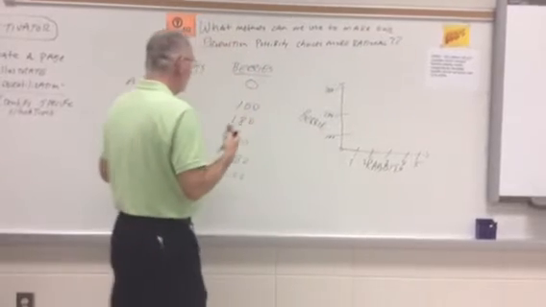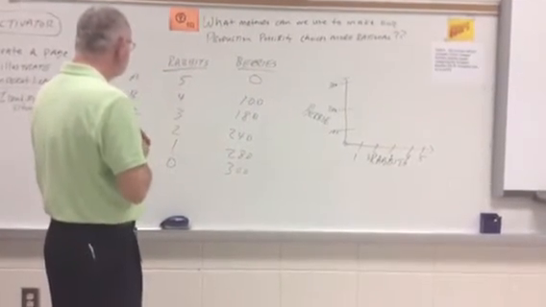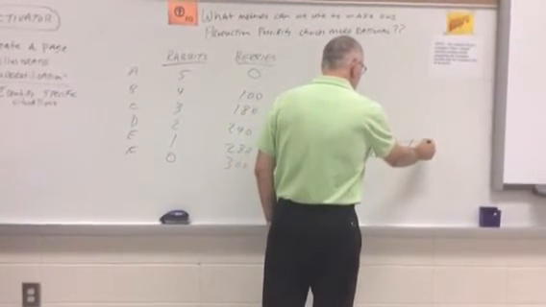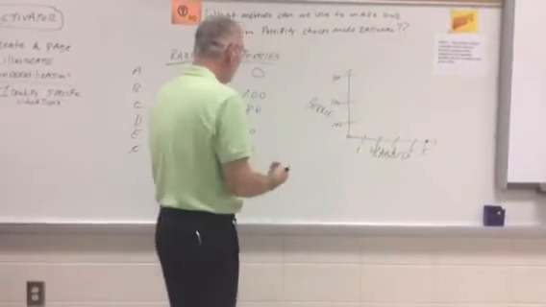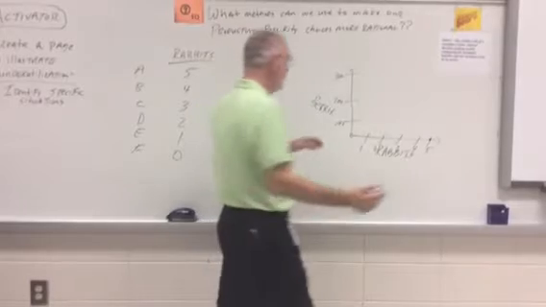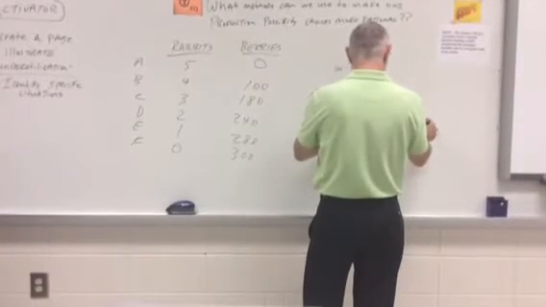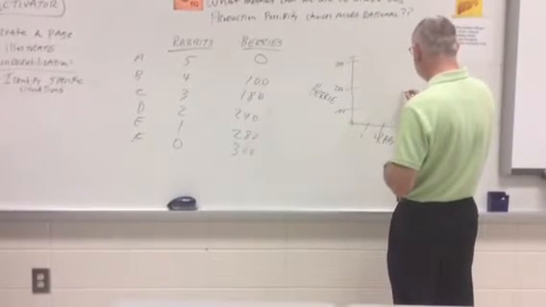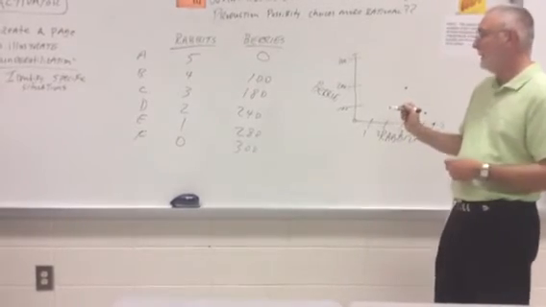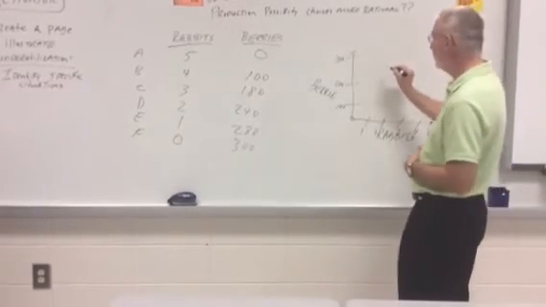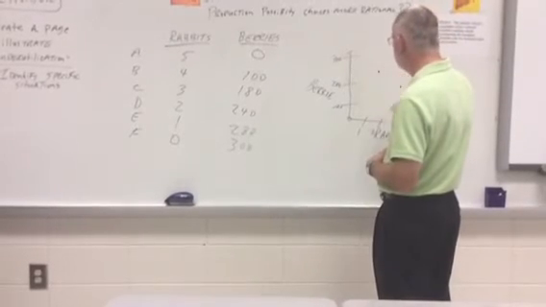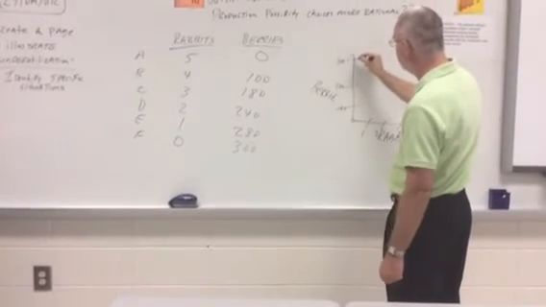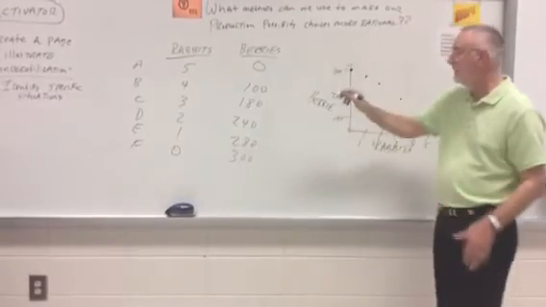So now I'm going to transfer. If I choose to have 5 rabbits, I've got no berries. So here I am, 5 rabbits, no berries. With 4 rabbits, I'm going to be able to get 100 berries. So I'll come up to about right there. With 3 rabbits, I've got 180. So that's going to be about right here. With 2 rabbits, 240. So that's going to be about right there. 1 rabbit, 280. I'm here. And then with no rabbits, I've got 300 berries, and I'm there.